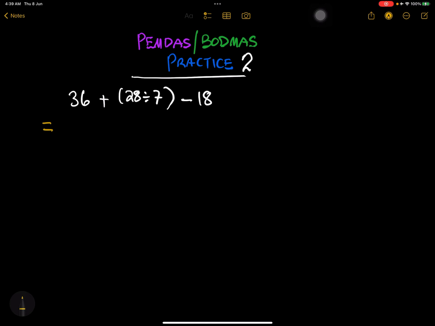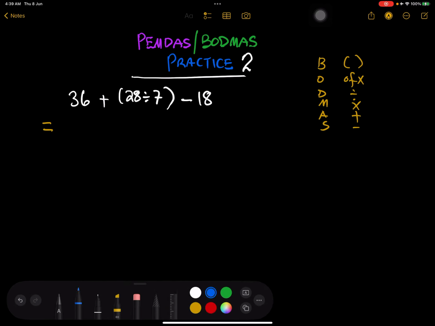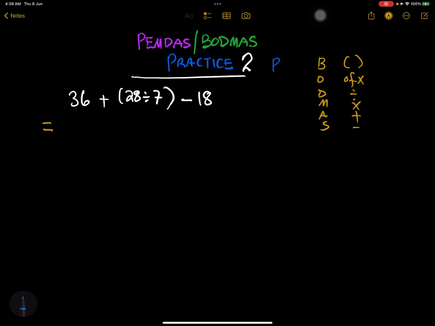Now, if you're going to use BODMAS, there is bracket first, then off or multiplication. This is division. This is multiplication. This is addition. This is subtraction. If we're going to use, let's say, PEMDAS, there's parentheses, there's an exponent like a square or a power, there's multiplication, division, addition, and subtraction.